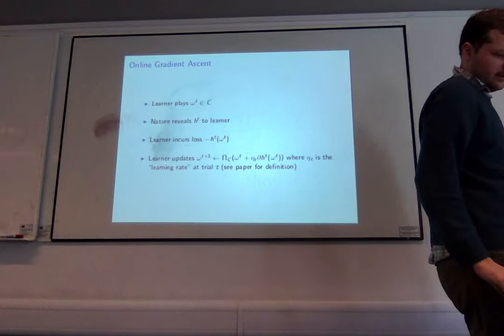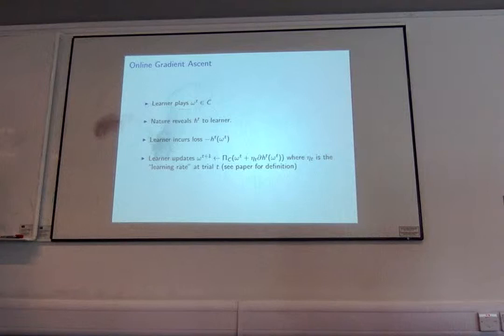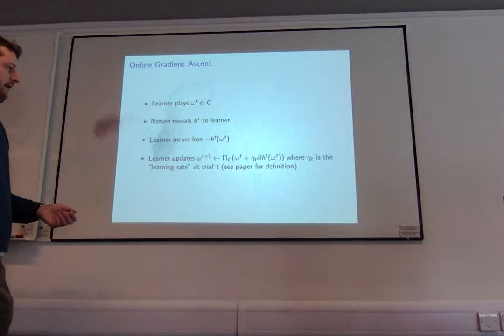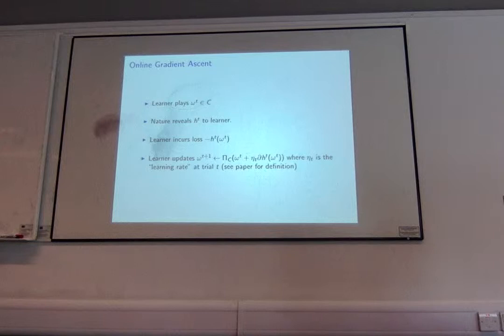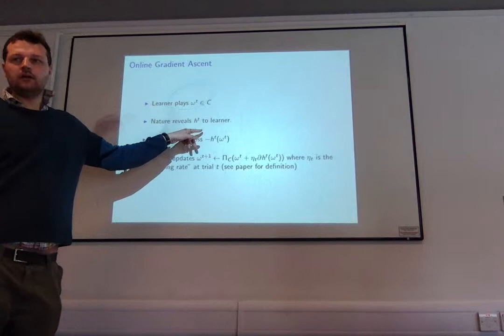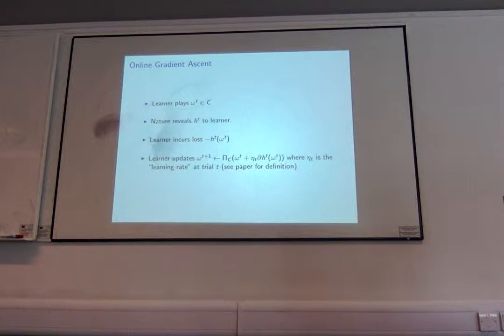And so this is online gradient ascent. The learner will play a vector omega T in C. That's the omega T that we store from trial to trial, like a weight vector. And then the learner will update. Nature reveals HT to the learner, after the learner has played it. So basically, the learner plays omega T. By playing omega T, it means it runs that service placement algorithm from omega T. That's what that means.